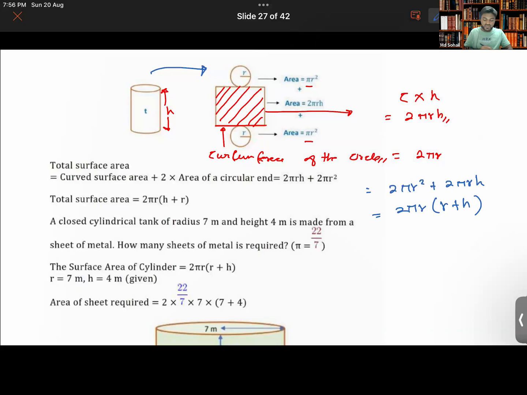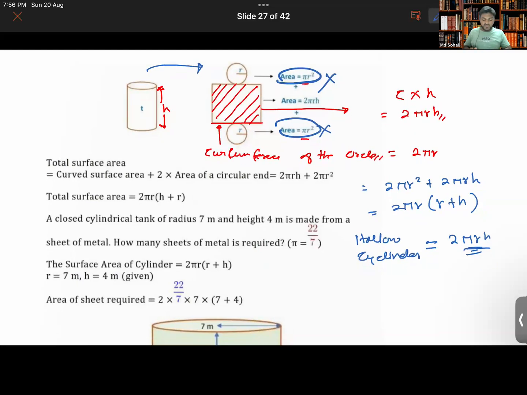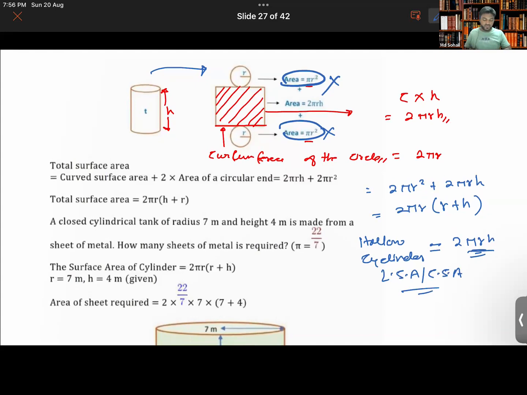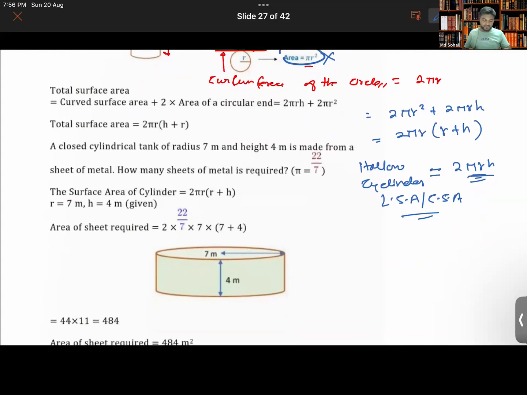What if I were to take a hollow cylinder? How do you find the area of a hollow cylinder, guys? You will be left with only 2 pi r h here because you exclude the areas of the two circles in this one. So that's the area of a hollow cylinder, or basically it's the lateral surface area or curved surface area of the cylinder, 2 pi r h. Got it, guys?